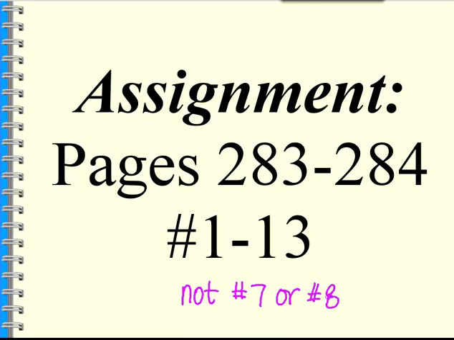I will actually cut off number 12 as well. So not 7 or 8 or number 12. This is due tomorrow at the start of class. Tomorrow we're going to talk more about parallelograms.